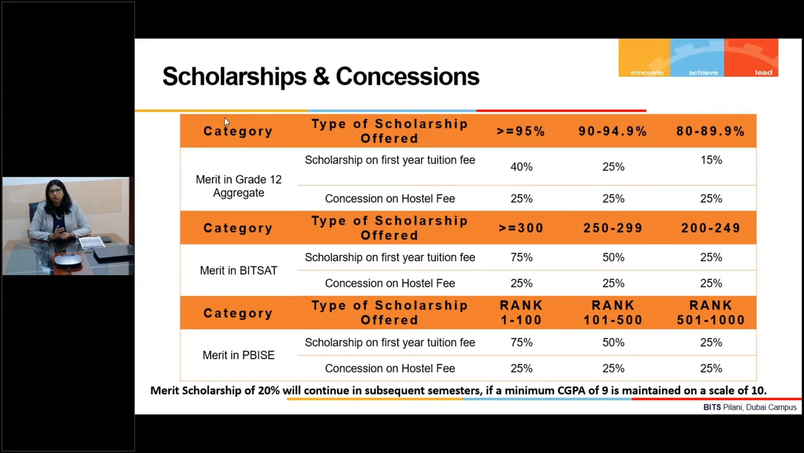We have scholarships based on BITSAT. You can see the slabs there. A score of 200 to 249 can get you 25% on the first year tuition fee. 250 to 299 can fetch you 50%, and greater than 300 can fetch you 75%.